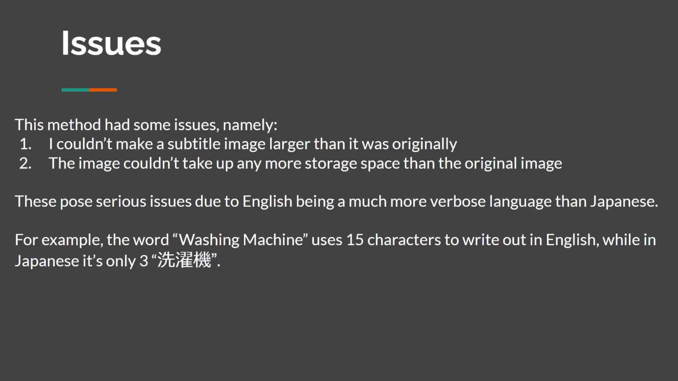This is a major problem, because English is a much more verbose language than Japanese. Meaning, to get the same point across, you need more characters. For example, the word washing machine uses 15 characters to write out in English, but only 3 in Japanese.